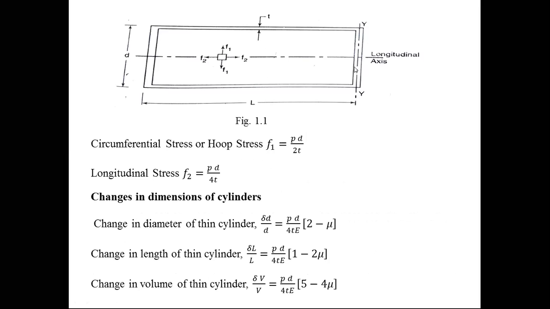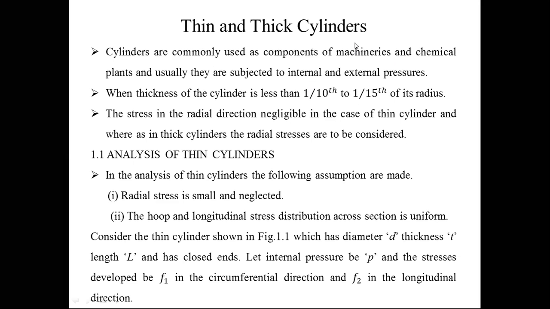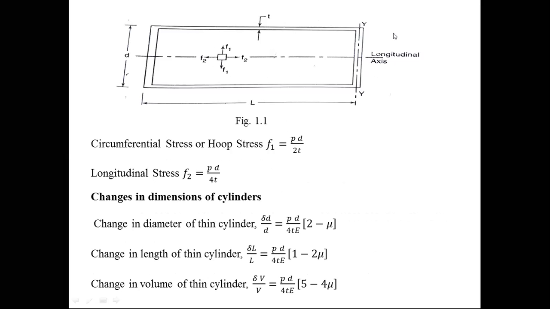This is the cylinder. This is the longitudinal axis, and this is the circumferential line. So take any element. Already I told the diameter of the cylinder is d, the length of the cylinder is L, and the thickness of the cylinder is T.